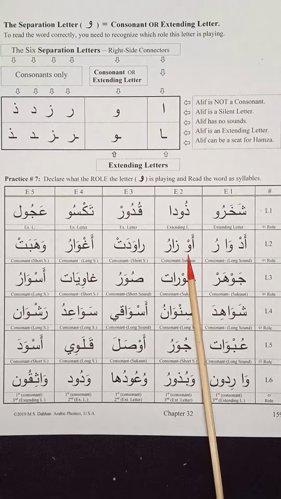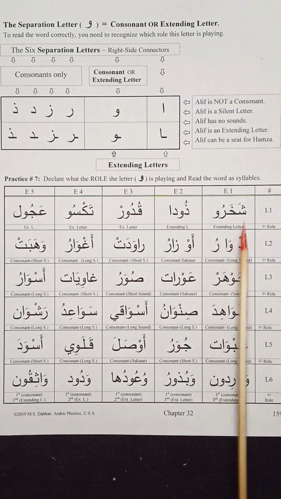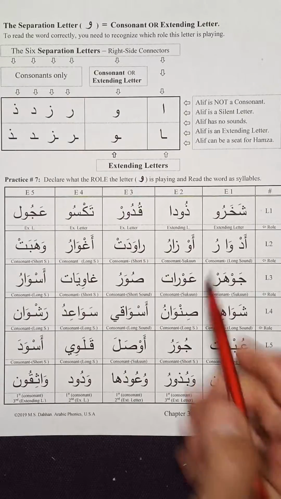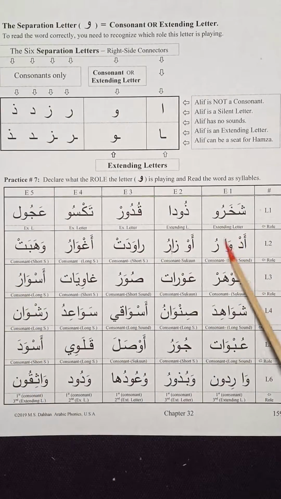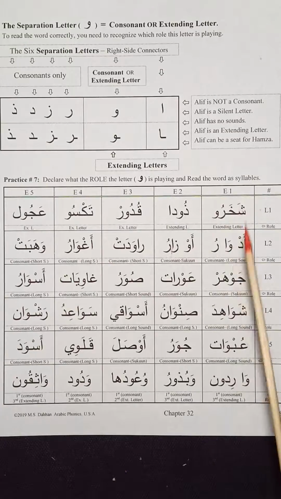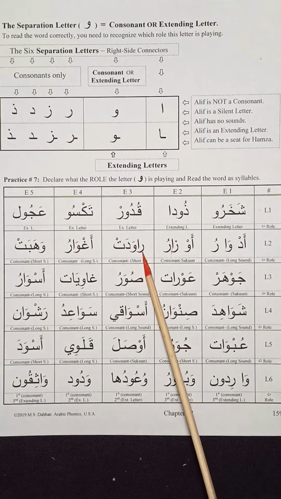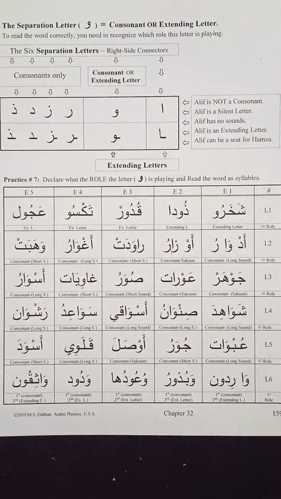Here, aw, zaru, 3 syllables. Need to add more space in here. Okay, I need to look at this. Let me put some space here. We have the space, so let's space them out. Here we go. All right. So here it was a long sound. And the role of it is consonant, and here it's a short sound. The role of this one is a short sound, not an extending letter. It's a consonant, short sound. Become long sound.